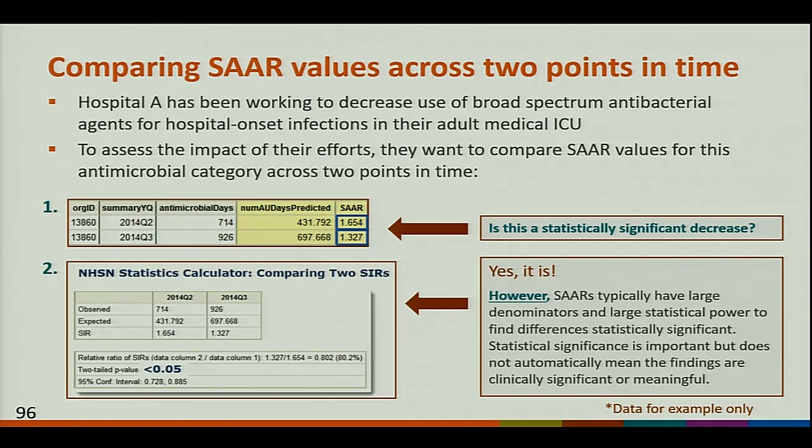However, they must be careful, as due to the large denominators typically found in the SAAR, statistical significance does not automatically mean that the findings are clinically significant or meaningful. Statistical significance is important but does not indicate clinical significance. In this particular example, there is a large change in the SAAR that likely is clinically significant. But just because you see a statistically significant p-value or confidence interval in your data, that alone does not prove a clinically meaningful change in antimicrobial use.